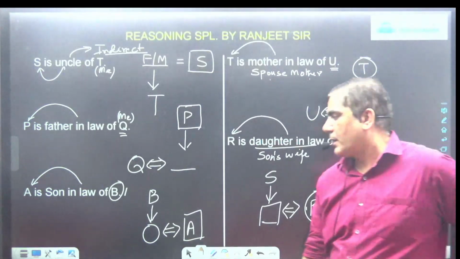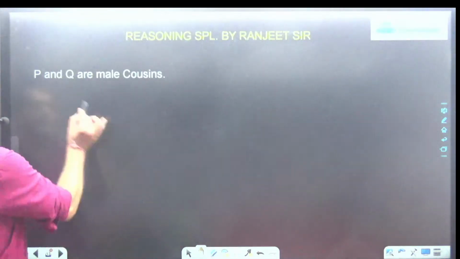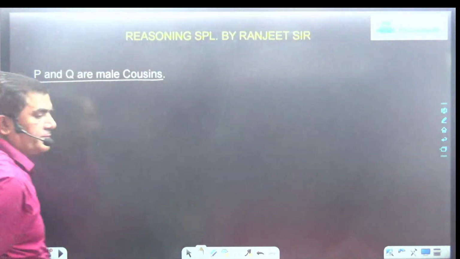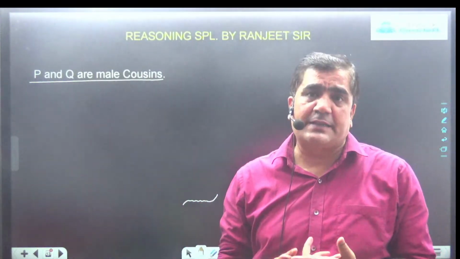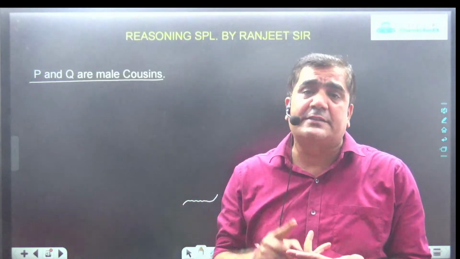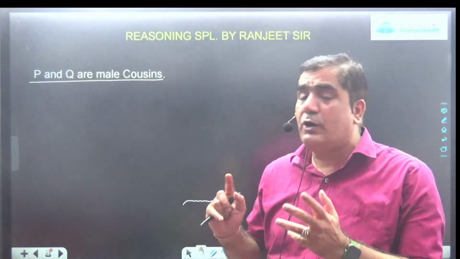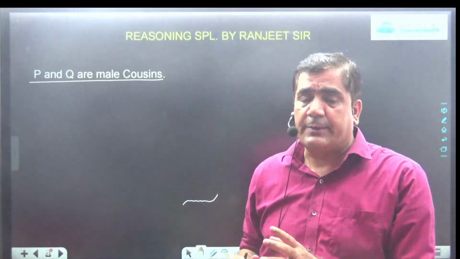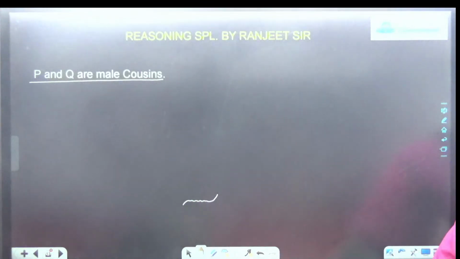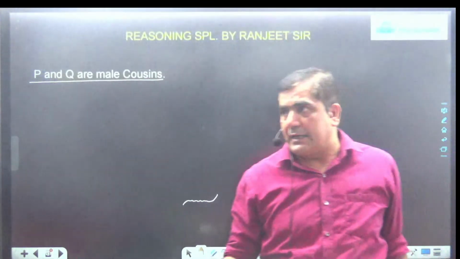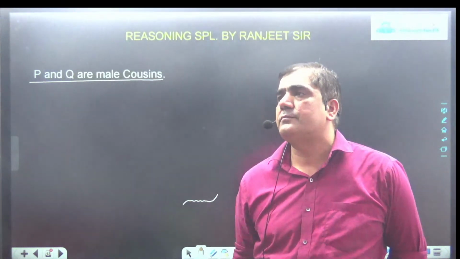Okay, let's go with the next one. How to plot this one? P and Q are male cousins. See, very often the examiner will not ask you to plot a cousin, but the examiner may ask one problem where the answer can be a cousin. So my job is to find out how to plot this statement. P and Q are male cousins. How to plot this one?